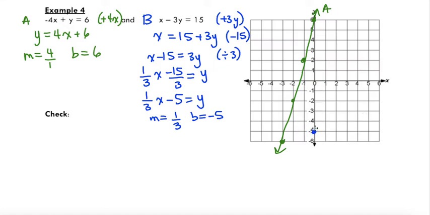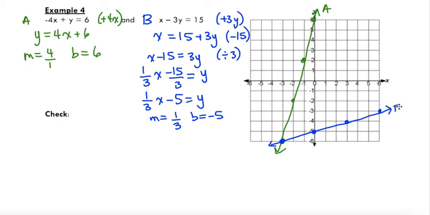From here, I go up 1 and to the right 3. Up 1, to the right 3. But I don't have a point of intersection yet, so I'm going to go backwards. I'm going to go down 1 and to the left 3, and there's my point of intersection. So I'm going to connect those points using a straight line.